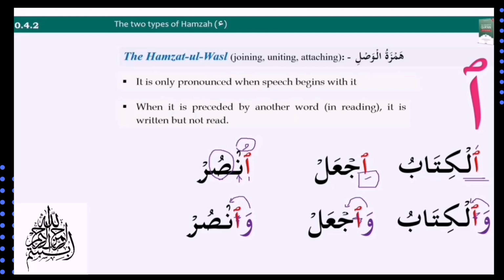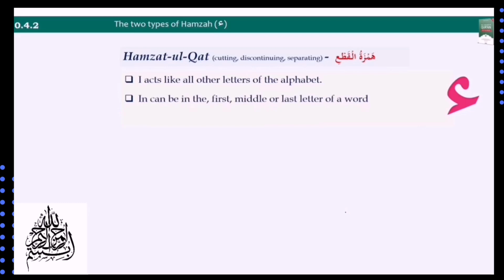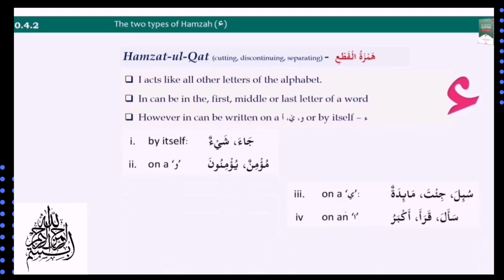Hamzatul qat' is the other one, the standard one, which is at the beginning, middle, or end of a word. It can be written in different ways, of course, by itself, on an alif, or a waw, or a ya. So you can see it here written by itself as an example here. Just note them down for now. You don't really need to worry.